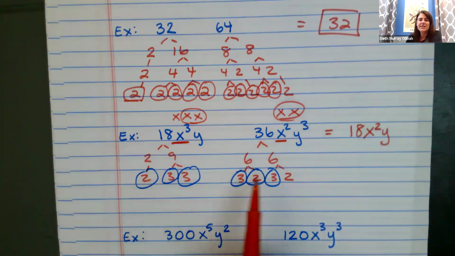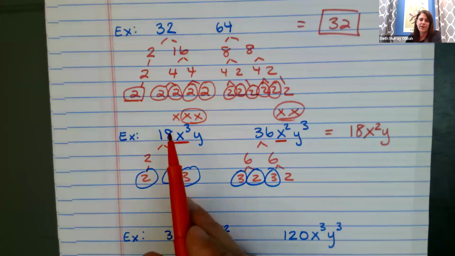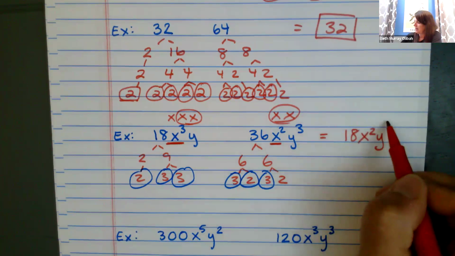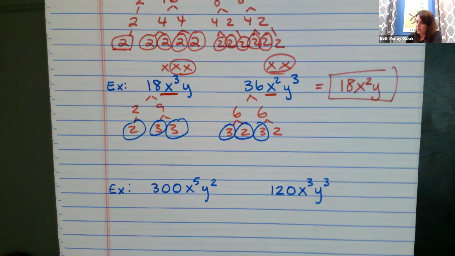Basically, once you see what they have in common, you just multiply them together. I'm just being lazy, and since it's everything here, I know it's going to be 18. So that is my greatest common factor between those two. So one more.